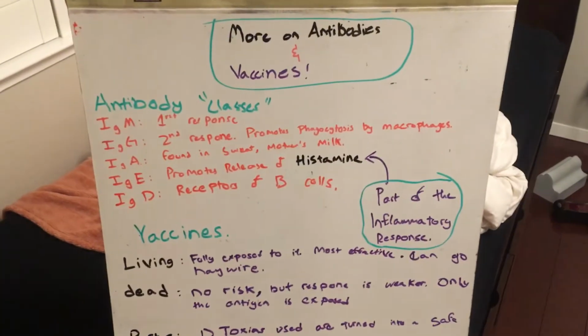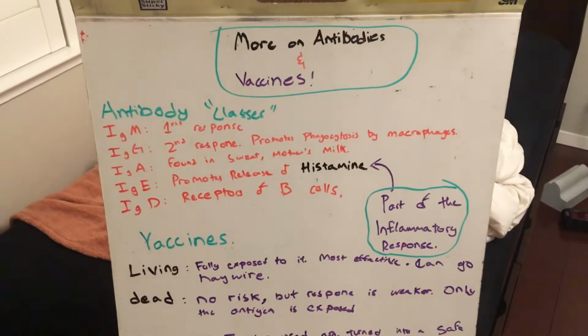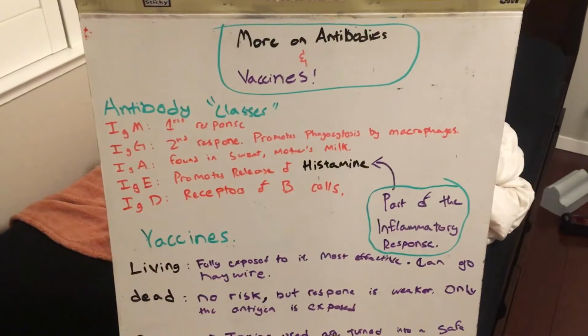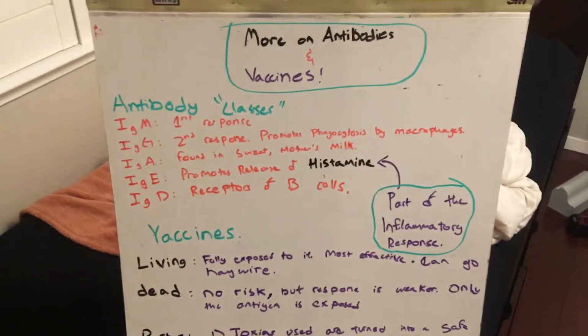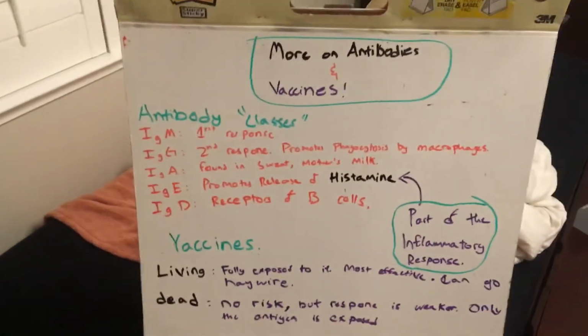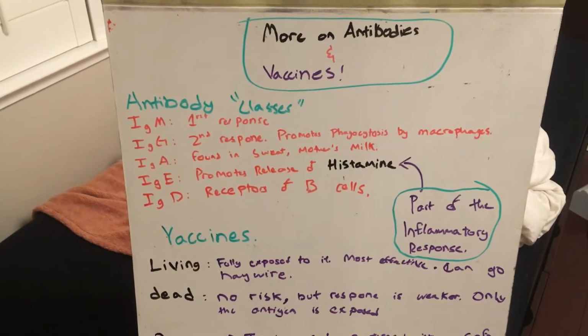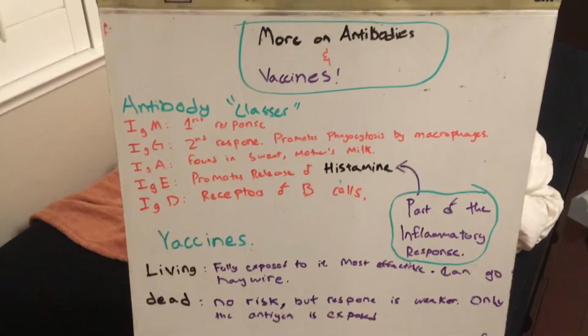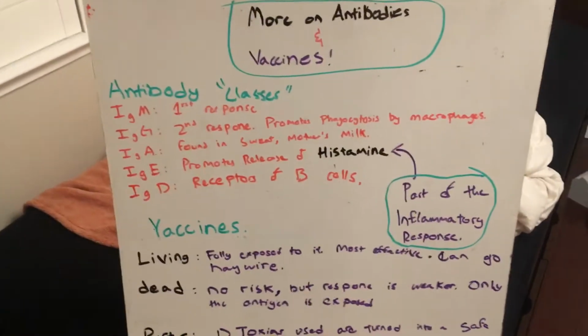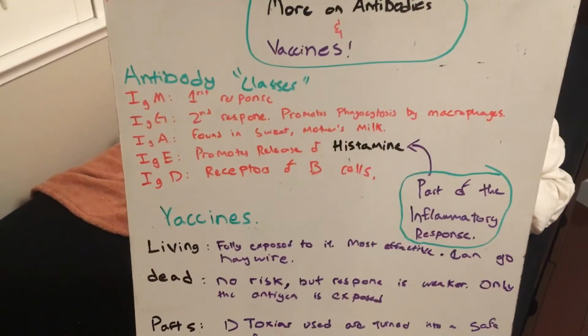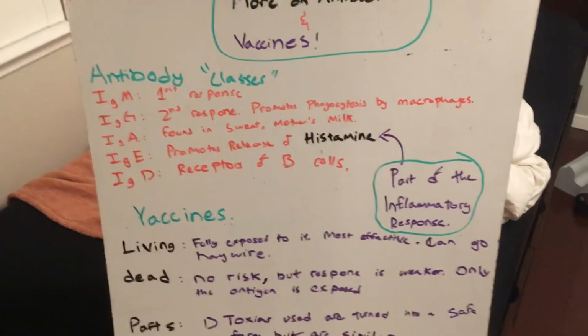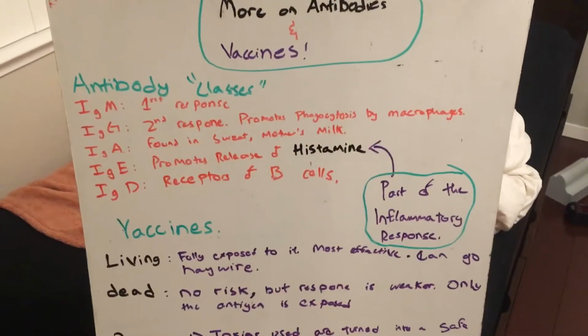Alright, so in this video we're going to talk about more antibody stuff and we're going to go into vaccines. So first off, antibody classes. There are a couple and we'll talk about them now. The first one, immunoglobulin M, is like the first response. So when there's a threat, immunoglobulin M is the first antibody to arrive at the site.